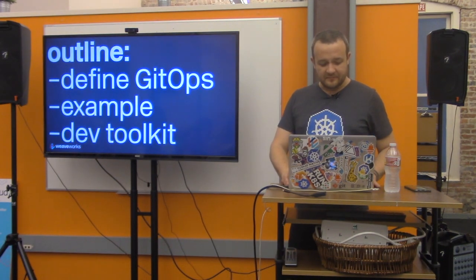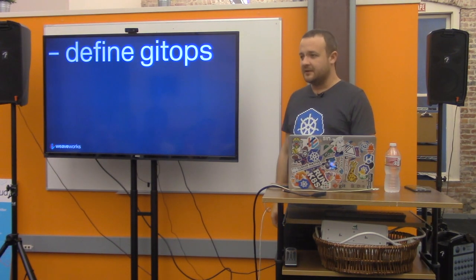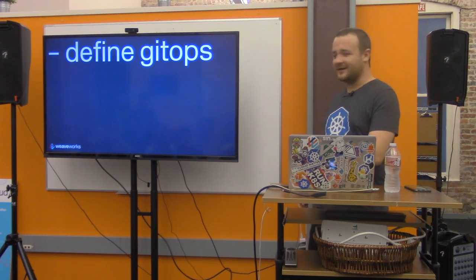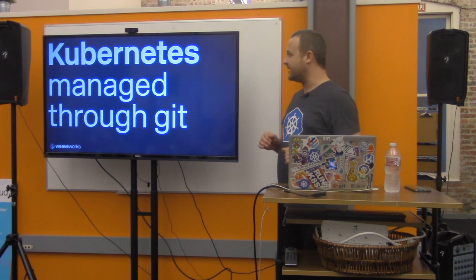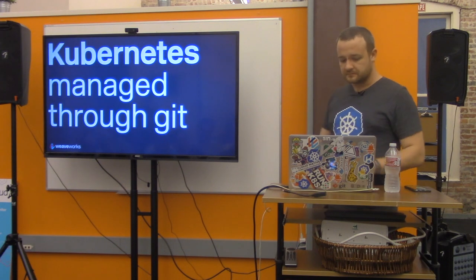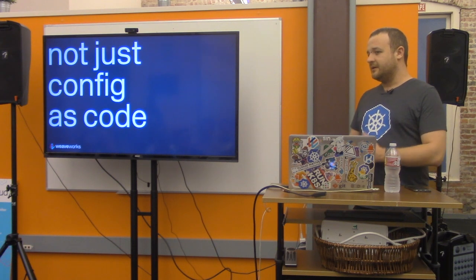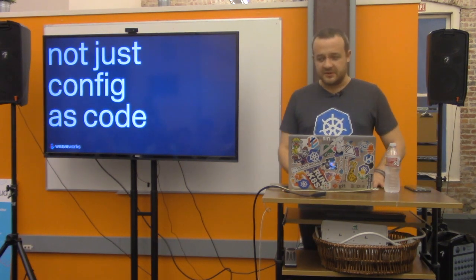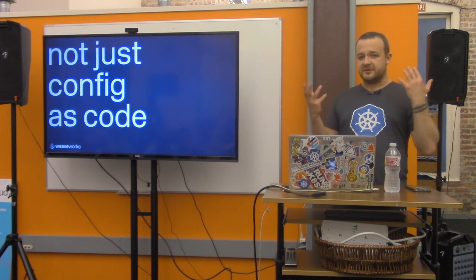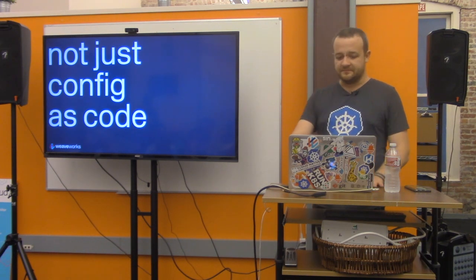So let's define GitOps. What is it? What's GitOps? Well, an operation with a Git repository. Yeah. Well, I think I have a very concise definition over here. It's really managing Kubernetes with everything in Git. And is it just configuration as code? Not exactly, right? Because the idea of configuration as code doesn't really imply how it's going to be applied to any given system.